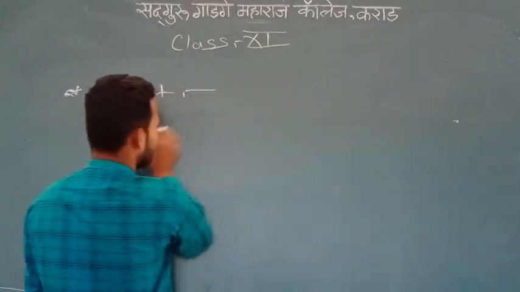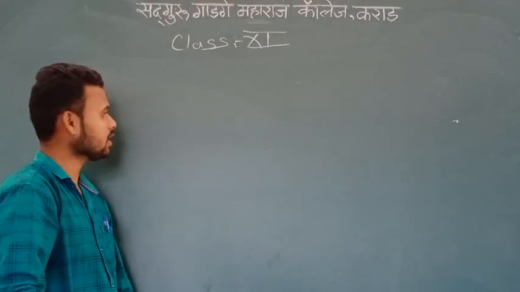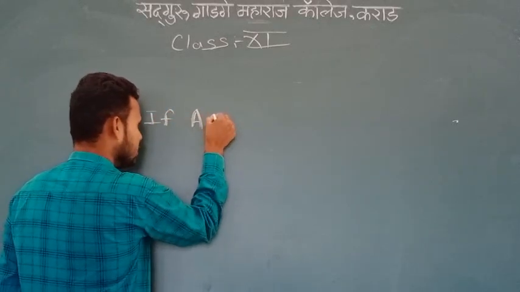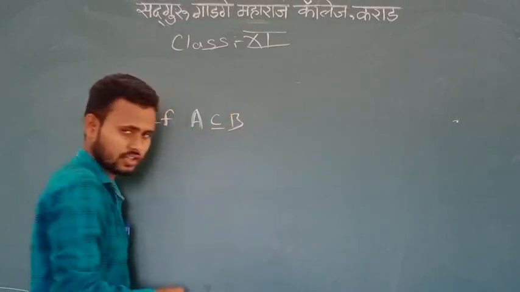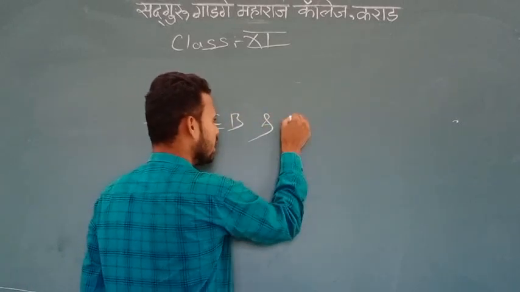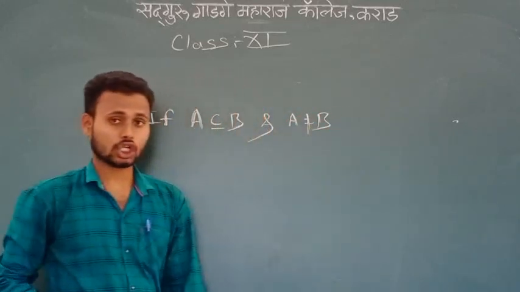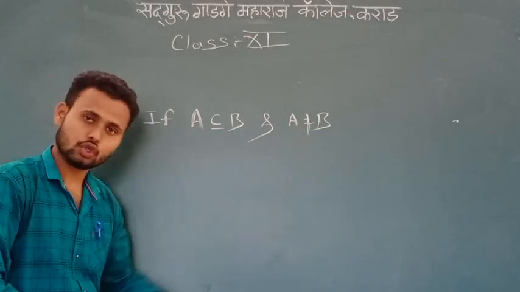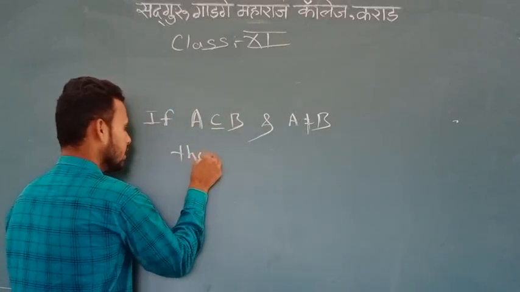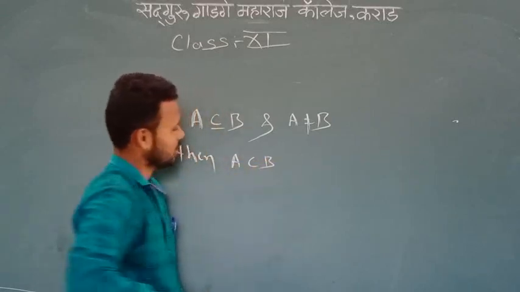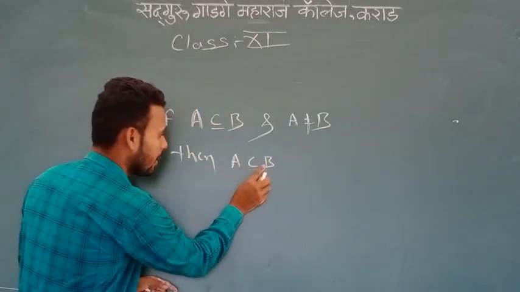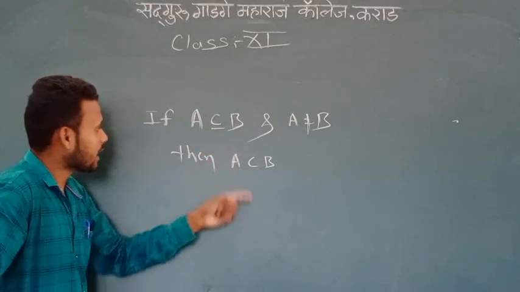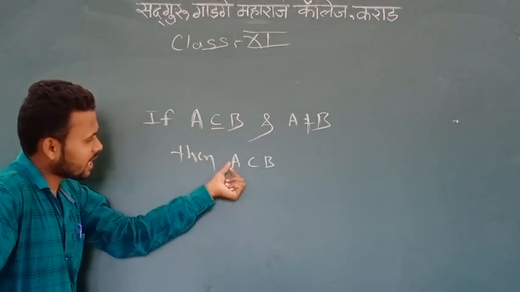Now next, proper subset. Here, if A is a subset of B and A not equal to B, this condition is very important. If A is a subset of B and A not equal to B, then we say that A is a proper subset of B. Then you call A a proper subset of B and it is denoted by that symbol. Proper means the equal sign does not come here. What happens? If A is a subset of B and A not equal to B, then we say that A is a proper subset of B.